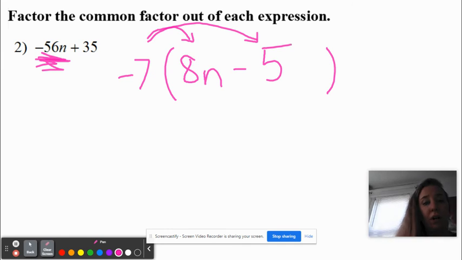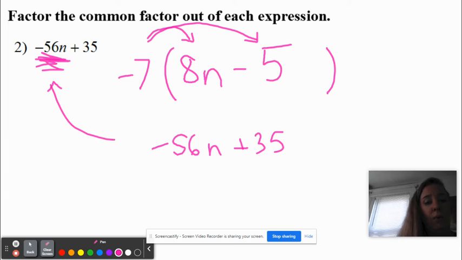Excuse me, that was gross. And then, of course, you just want to double check. Negative 7 times 8n is definitely negative 56n. Negative 7 times negative 5 is positive 35. We did land back where we began, so we know we're all good.